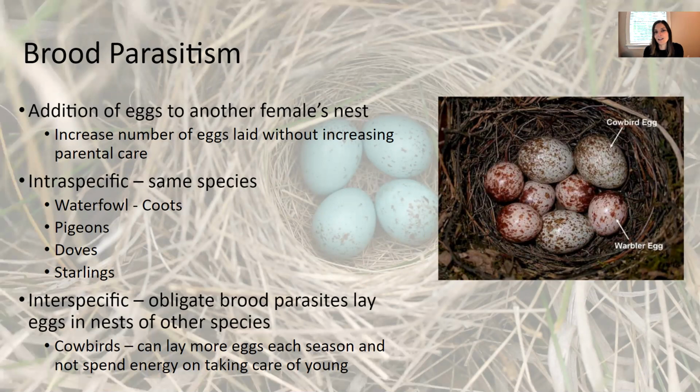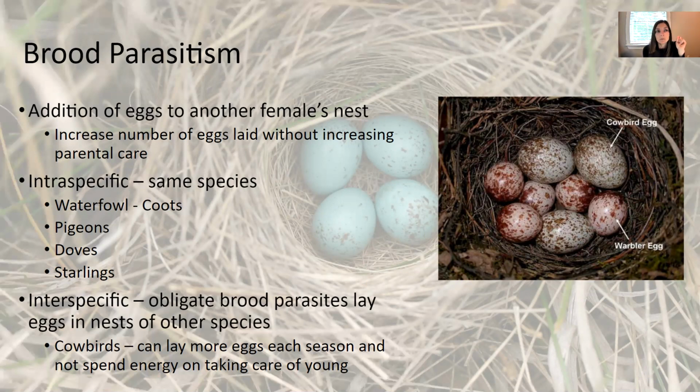You know they're going to be fine, or there's a good chance, and you don't have to expend the energy yourself. So that's the adaptive advantage. Without expending energy to take care of eggs, the eggs are taken care of. So intraspecific brood parasitism means within the same species.